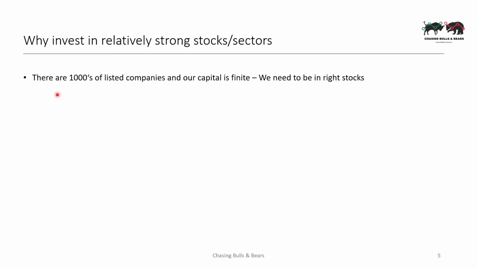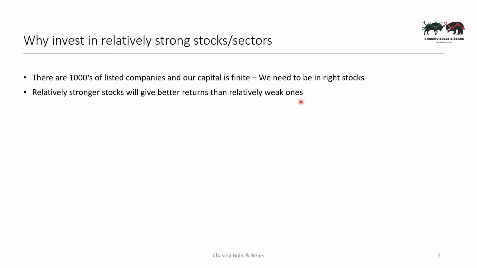sectors to invest in. In the market there are more than thousands of listed companies, and you cannot invest in all the stocks which are looking good because our capital is finite. I don't know, if you have infinite capital, you can go and do that, but mostly the capital is finite, so we have to find the right stocks. The stock market is a forest and you have to find the tree which you want to take. The relatively stronger stocks will give better returns than the relatively weak ones.